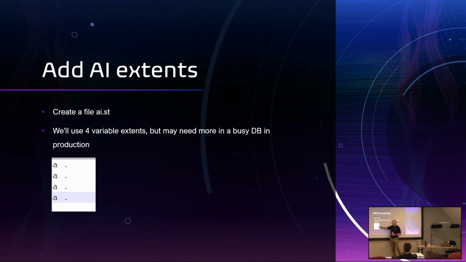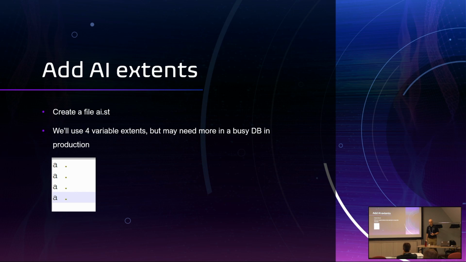For a production database, you probably will want more than four. For busy databases, 8 or 16 is not unheard of. But you don't want to go silly and get too many of them, particularly if you've got large files enabled and you're using variable extents. If there's a problem, they'll just grow. They might be a little bit hard to manage, but at least your database isn't going to crash.